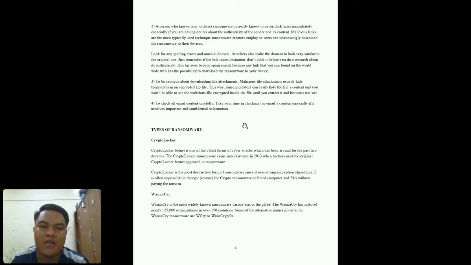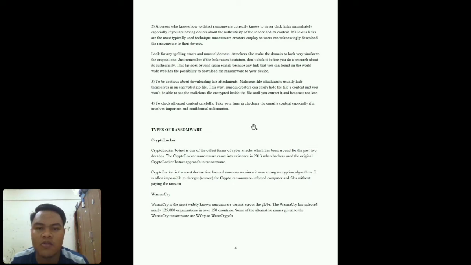Second, a person who knows how to detect ransomware correctly knows to never click links immediately, especially if you are having doubts about the authenticity of the sender and its content. Malicious links are the most typically used technique ransomware creators employ so users can unknowingly download the ransomware to their device. And thirdly, be cautious about downloading file attachments.